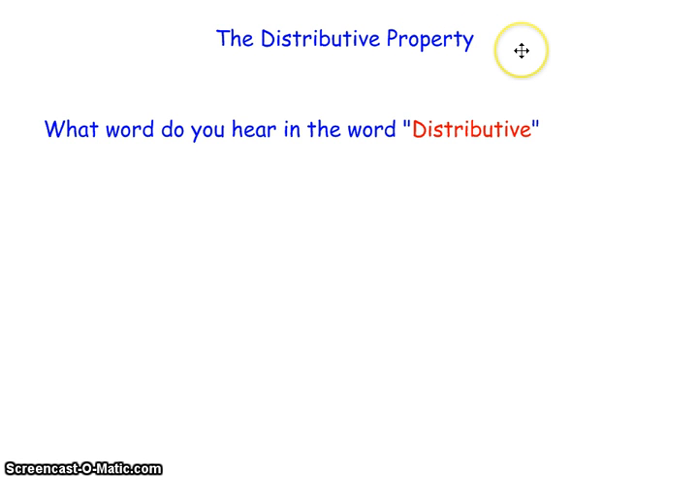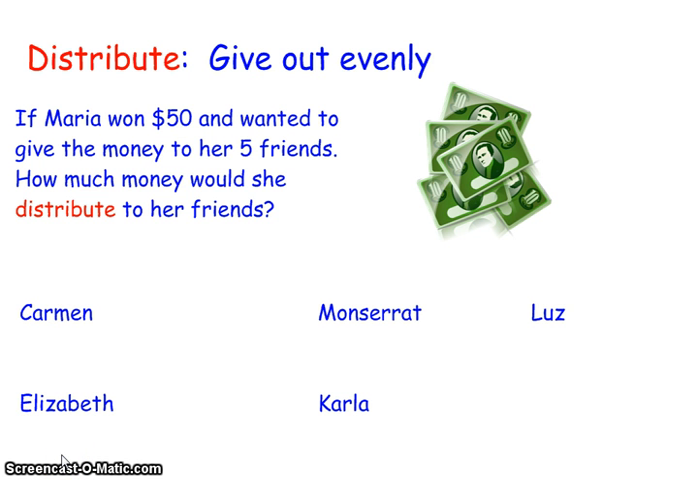Today we're going to be talking about the distributive property. Now I want you to ask yourself, what word do you hear in the word distribute? Well, when you say distributive, you hear the word distribute, and I just said that. So, what does distribute mean? Well, distribute means to give out evenly.